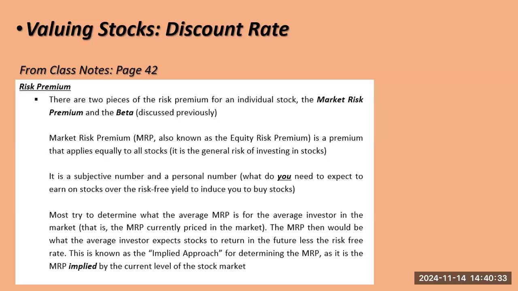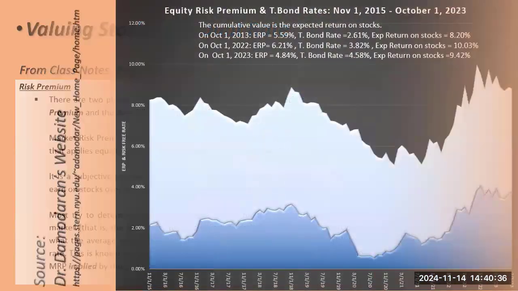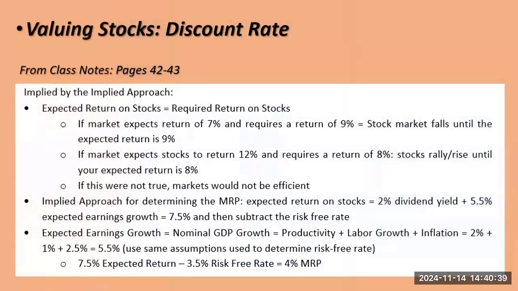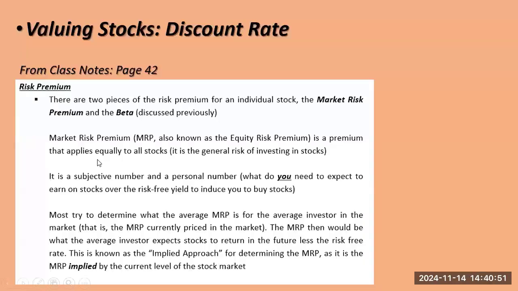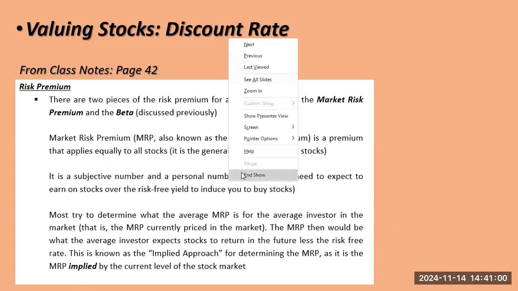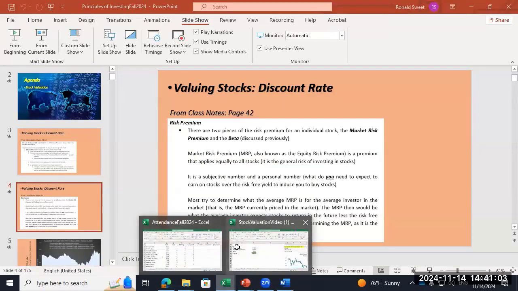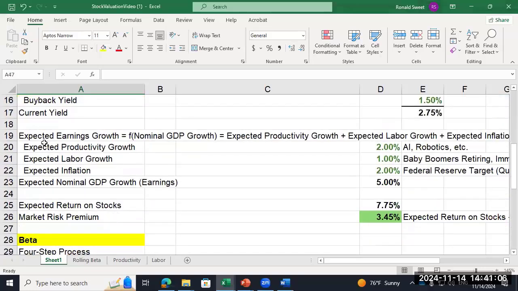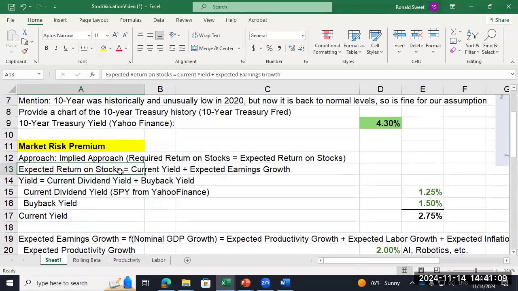And you've already seen that from exam 1. Stocks give you a dividend yield plus the expected earnings growth. So the expected return on stocks is the current yield on stocks plus expected growth in stocks. Expected return on stocks is current yield plus expected earnings growth. Remember that from exam 1.